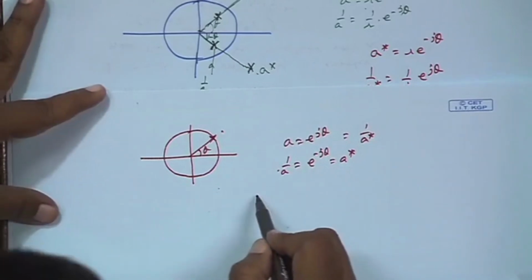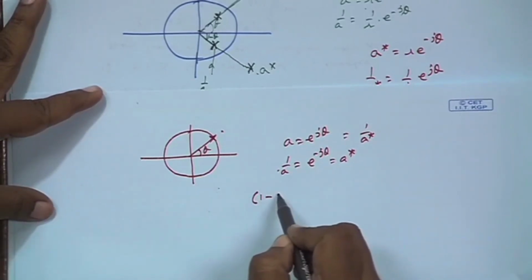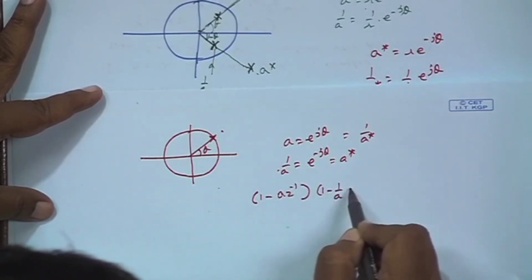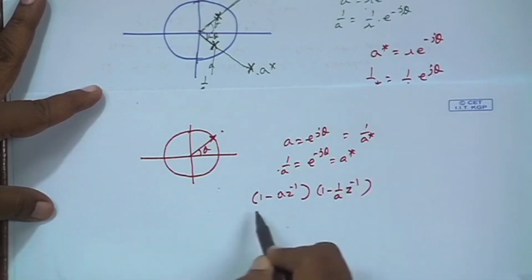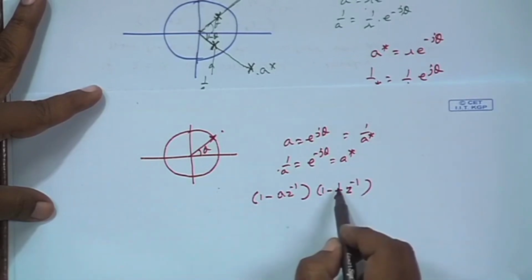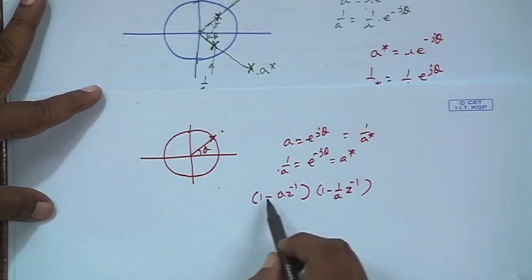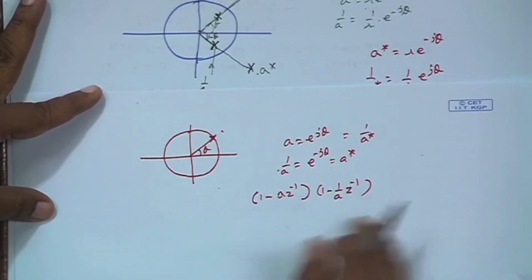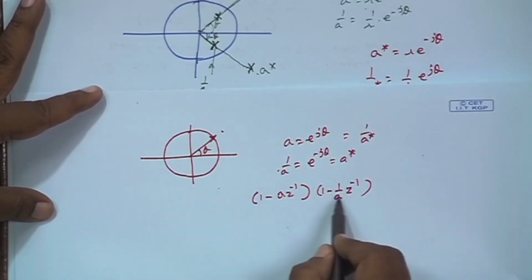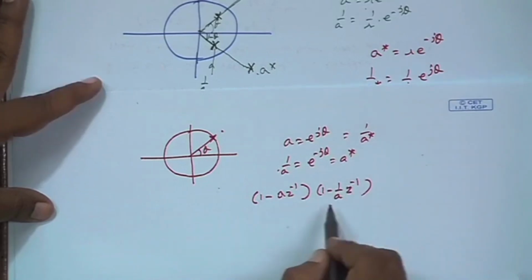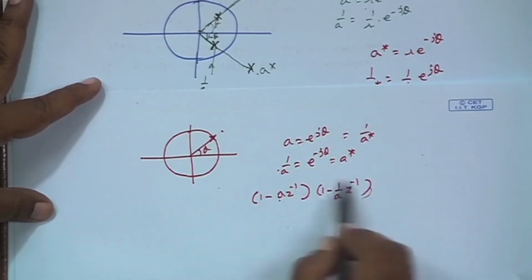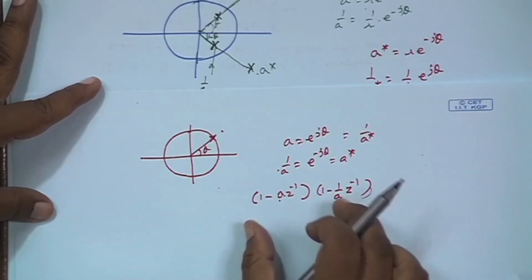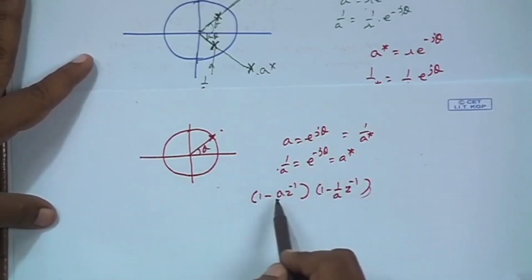So, in this case you see, it is enough if you have just two factors. Since 1 by A is A star, take 1 minus A z inverse and 1 minus A star z inverse. The product will be a second order polynomial with real coefficients, because it is A star and 1 by A star. And earlier we have seen that if you have A and 1 by A, then the resulting filter will be linear phase. So, you can here take out just these 2.